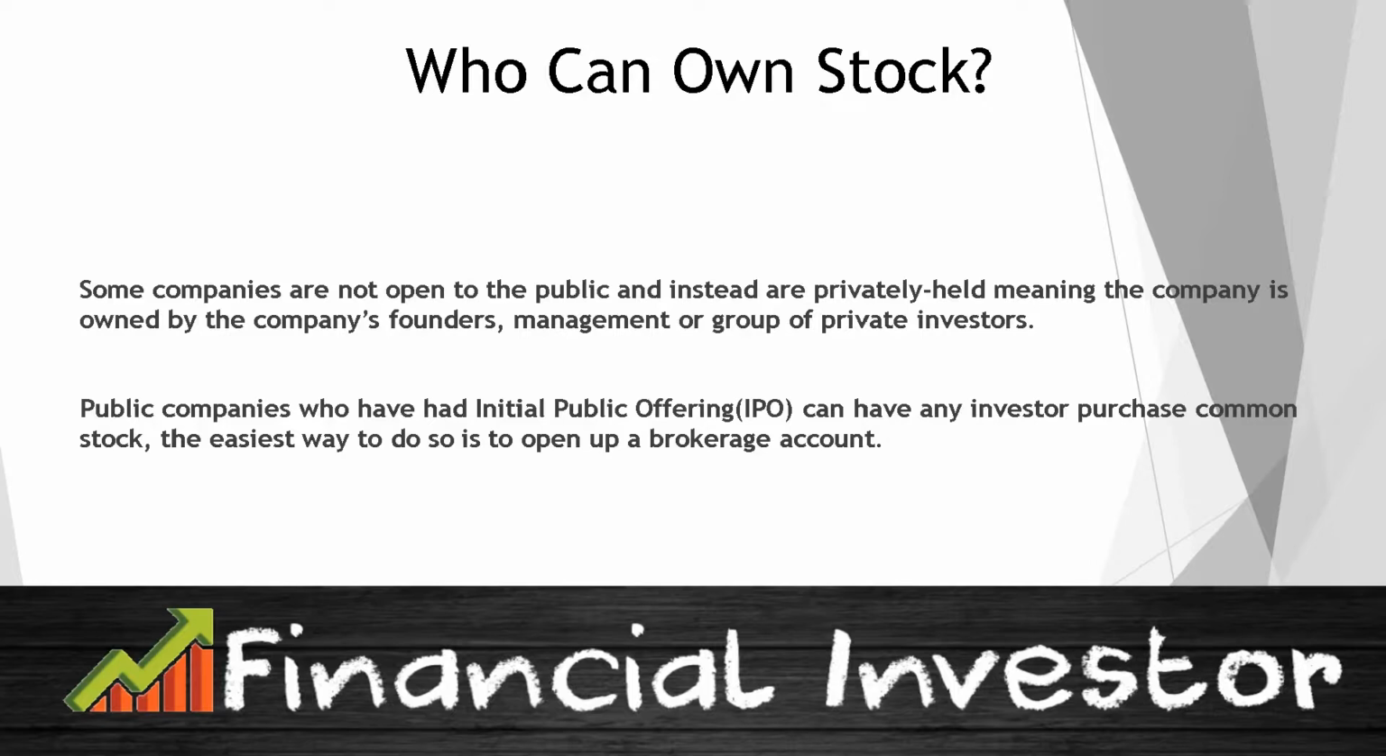Now, public companies, on the other hand, have had their IPO, which is their initial public offering, where they're basically reviewed and an analyst decides, your stock is going to be worth $15 to the public, and investors can buy into your stock. So public companies who have had their initial offering can have any investor purchase common stocks. The easiest way to do this is to open up a brokerage account.